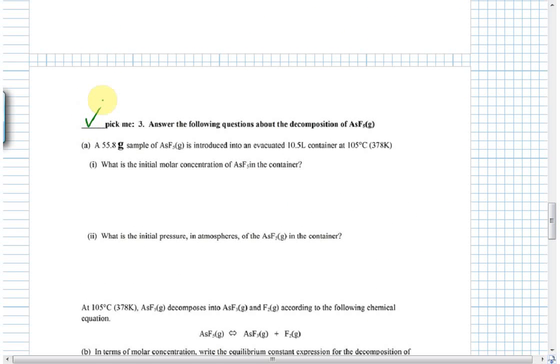A 55.8 gram sample of arsenic pentafluoride is introduced into an evacuated 10.5 liter container at 105 degrees C, 378 K. What are we going to do? What is the initial concentration? Again, the concentration of the arsenic pentafluoride is just going to be the moles of arsenic pentafluoride per liter of solution. Remember, you have to have the liters in there. Many of you just calculated the number of moles. I've got 55.8 grams of arsenic fluoride, and they're floating around in a volume of 10.5 liters.